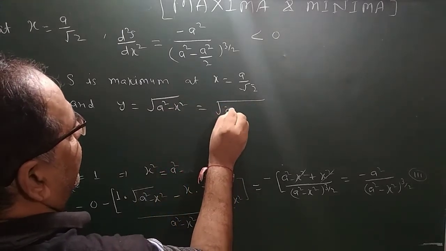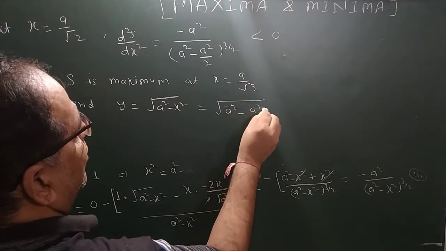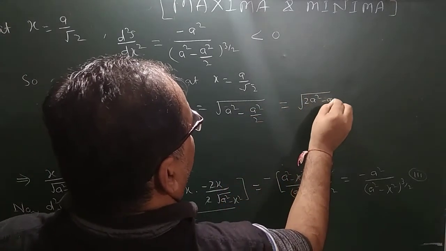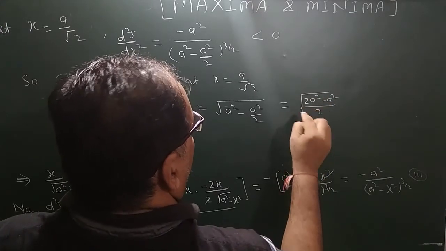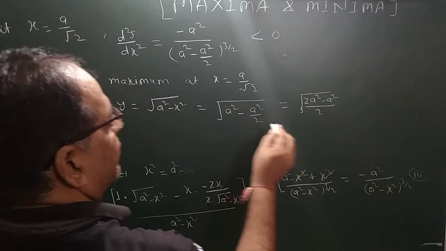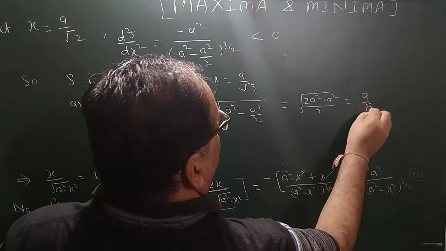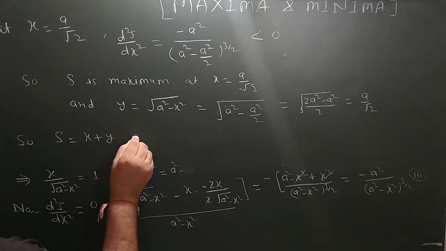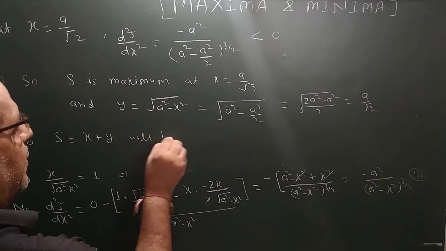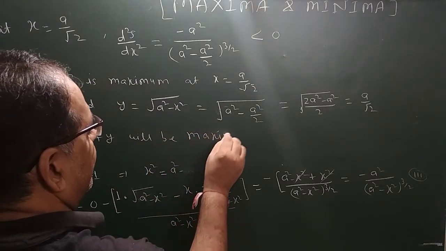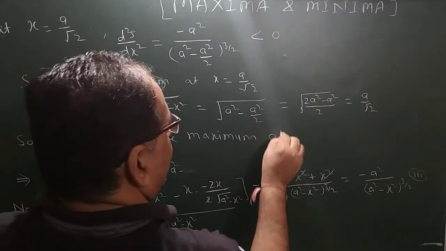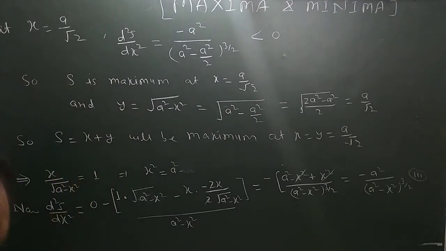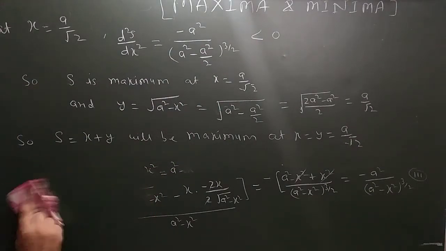So a square minus a square upon 2 is equal to 2a square minus a square upon 2. This is also a upon root 2. So s equal to x plus y will be maximum at x equal to y equal to a upon root 2. So this is the solution of this problem.